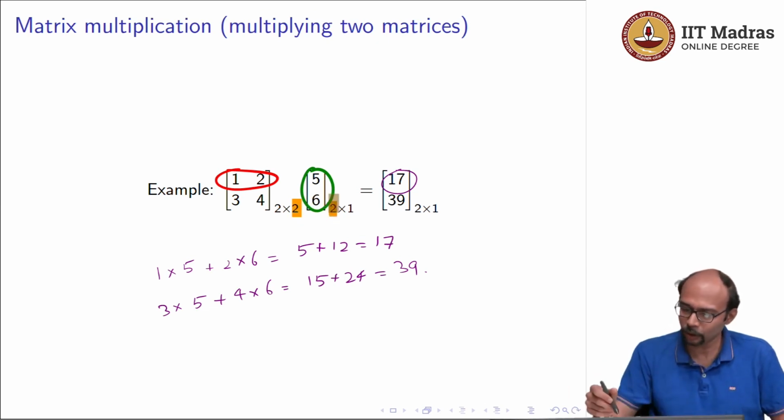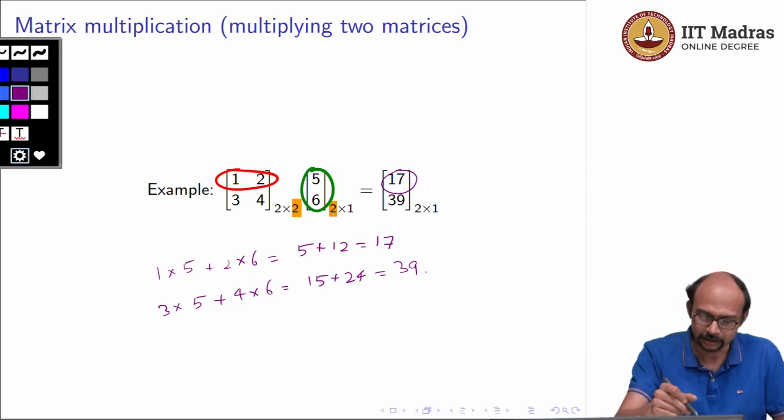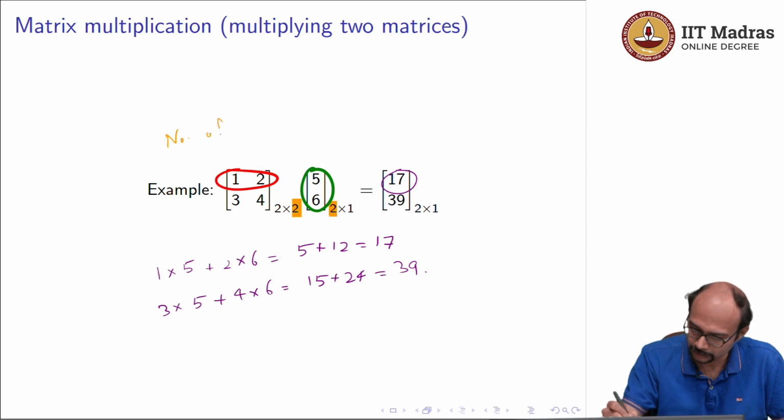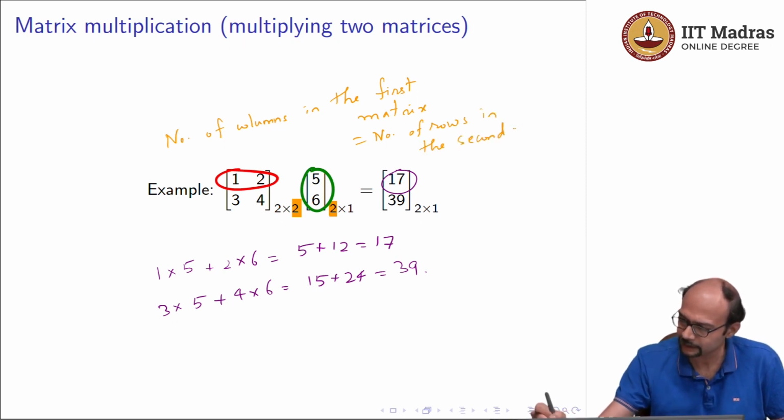The number of columns in the first matrix must be the same as the number of rows in the second matrix. Why do we need that? Otherwise there will be a mismatch.